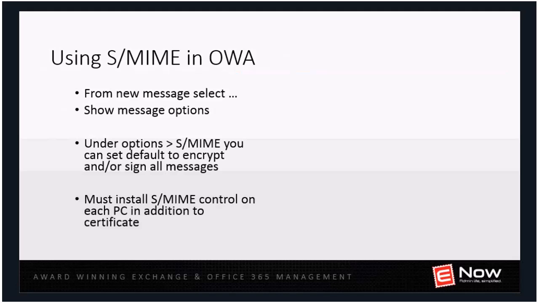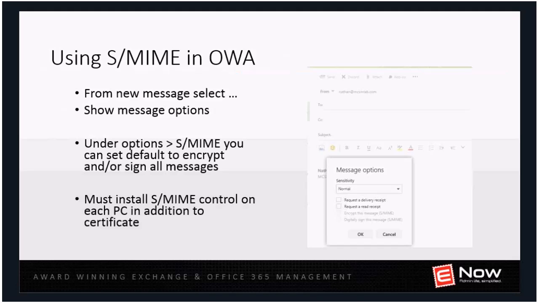From a new message, select the ellipsis there. I think I have a screenshot. Yeah, you can see from a new message, select that ellipsis in the upper right-hand corner. It shows you message options. Then under options, you can select S/MIME, and you can select default options to encrypt and or sign all messages sent from that OWA session, that OWA computer.